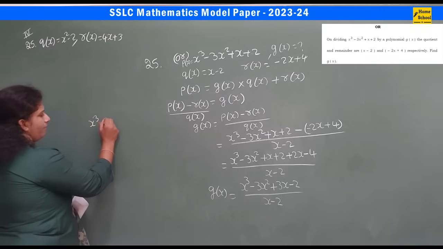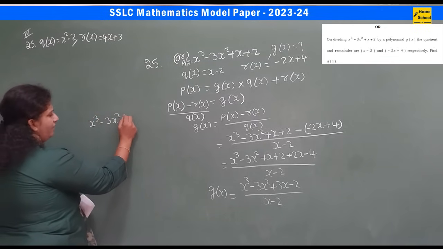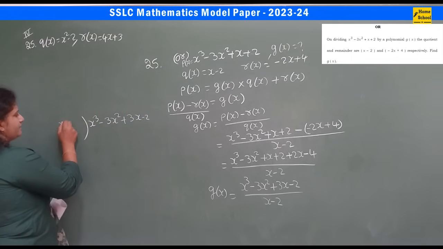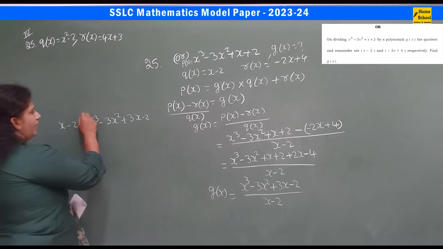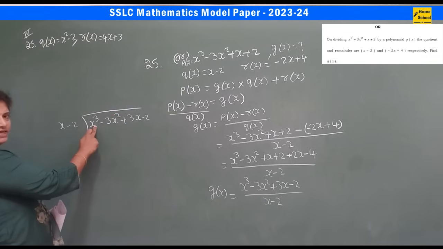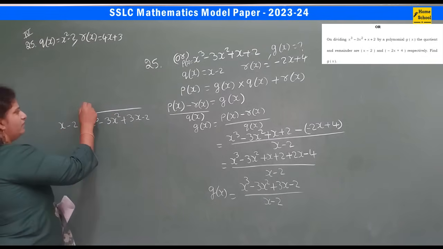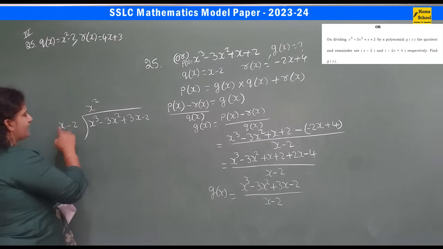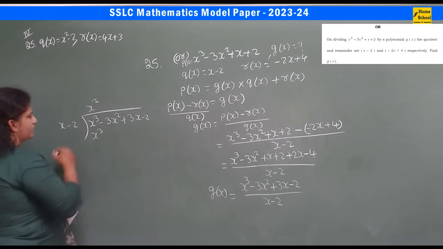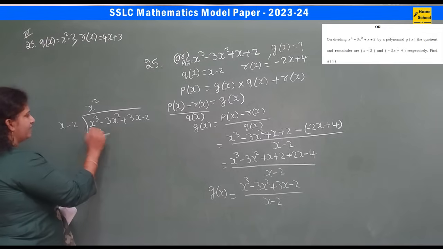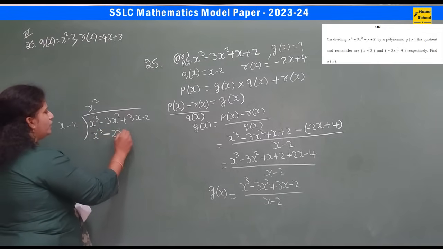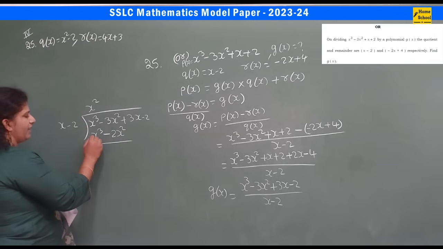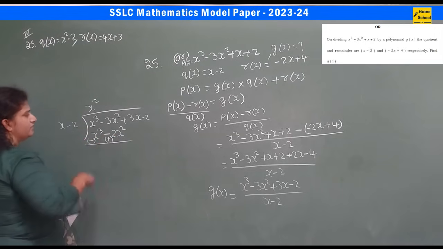x cube minus 3x square plus 3x minus 2, divided by x minus 2. Now x cube by x, if you divide, you are left with x square. With x square, multiply: x square into x is x cube. Minus into plus, minus 2 into x square will be 2x square. Same sign, so subtract the two equations.